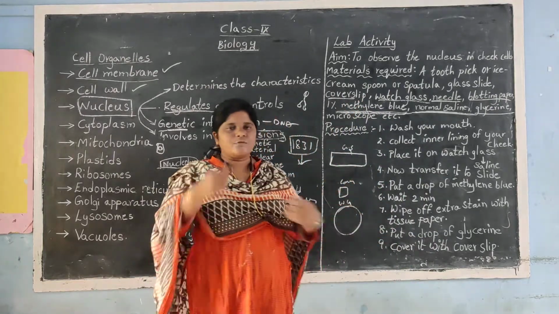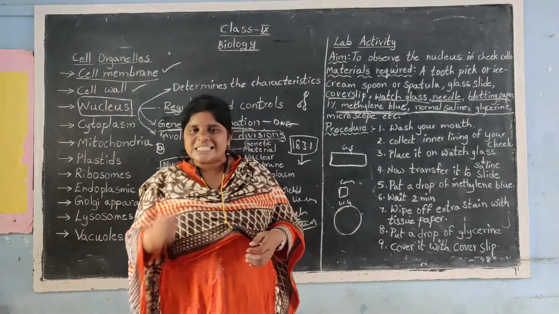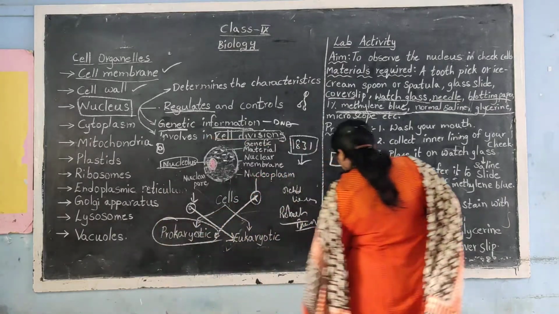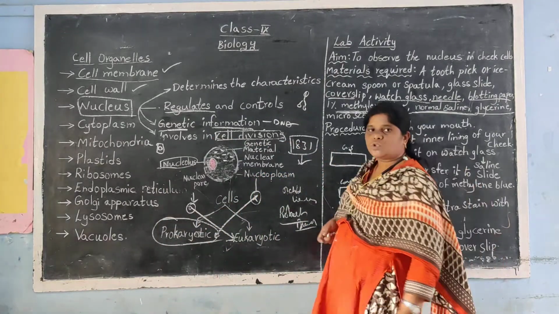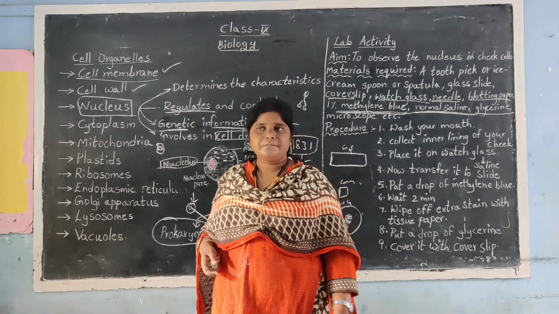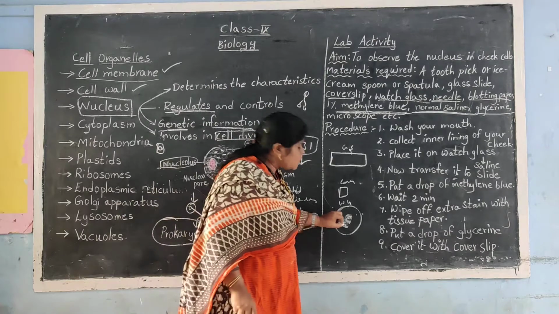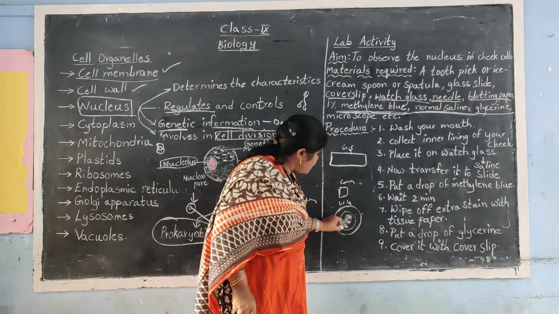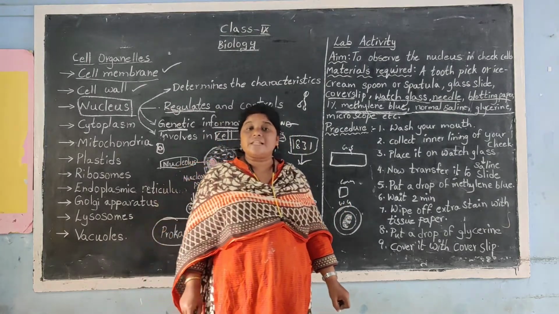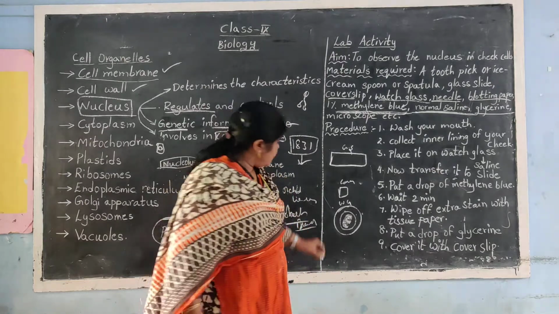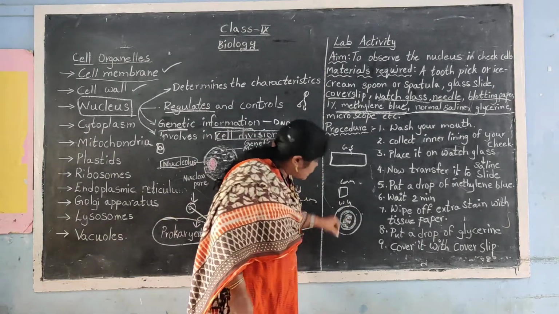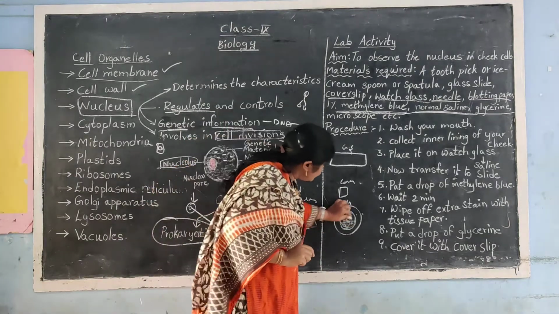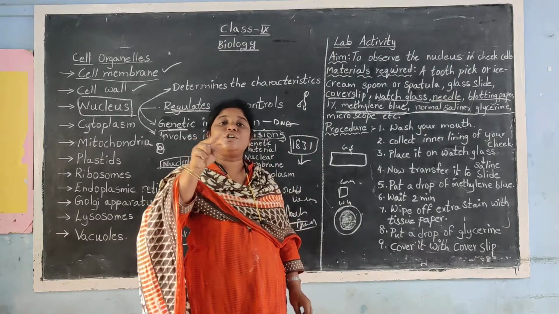Now what we are going to do is, first of all, rinse your mouth, take an ice cream spoon and collect the scraping, and keep all the scraping on the watch glass. Don't keep it directly on the slide. Keep it on the watch glass, which is already provided with normal saline. Why use normal saline? It won't get dry. Here in the watch glass, we are collecting the scraping of the cheek.